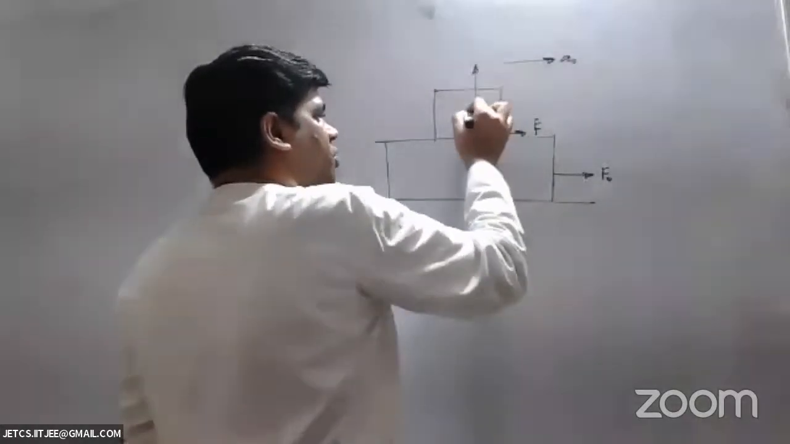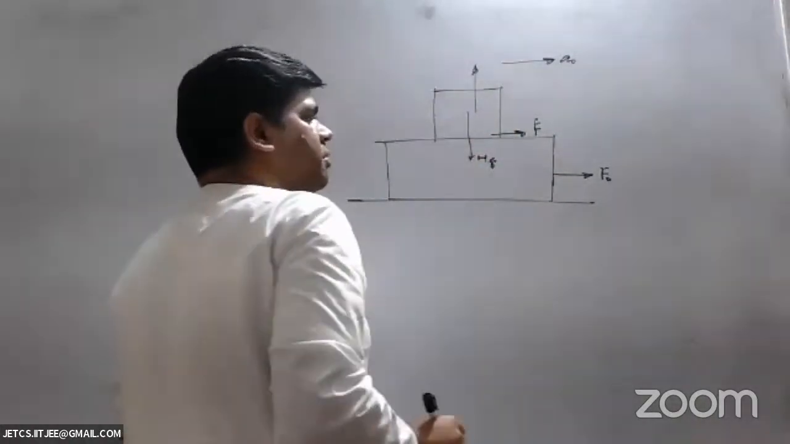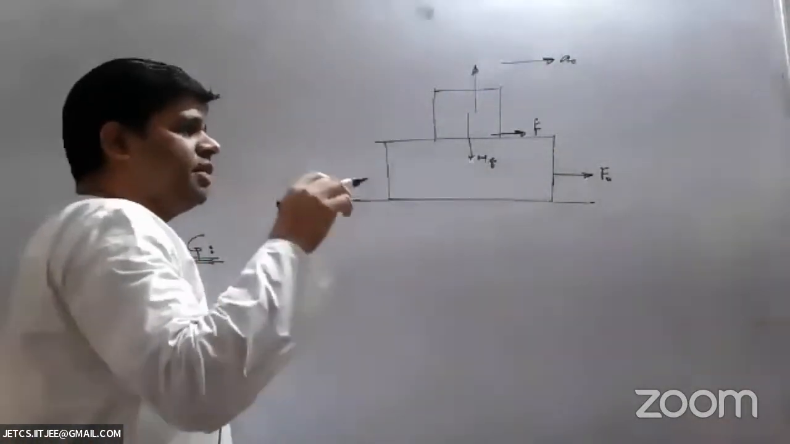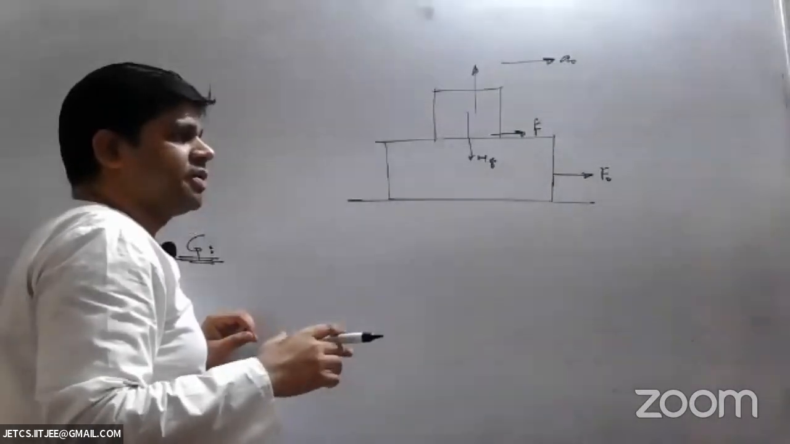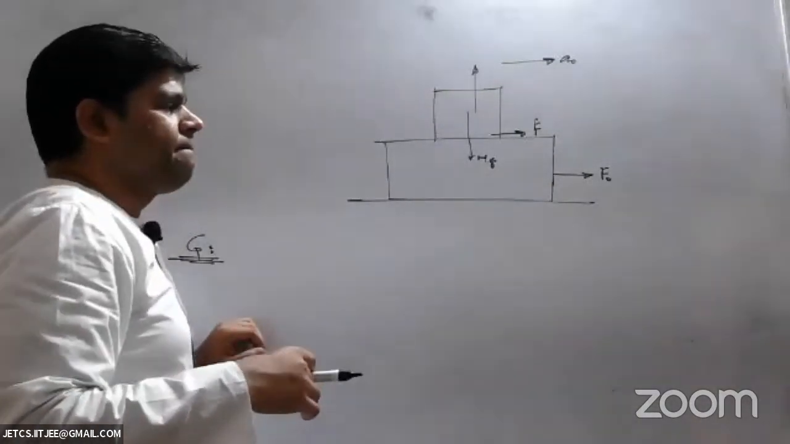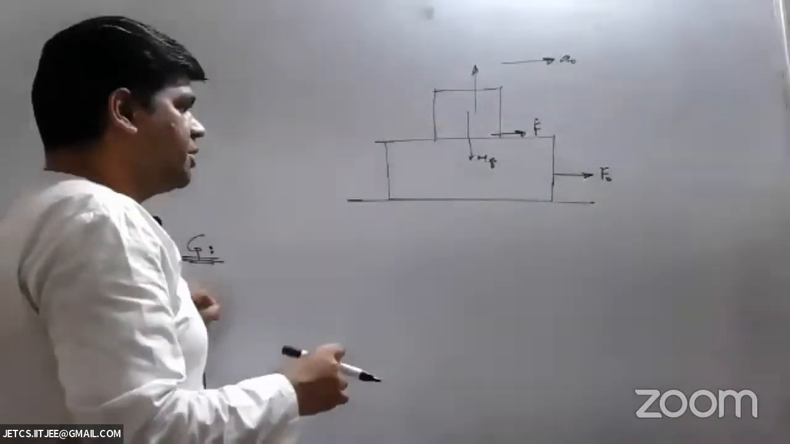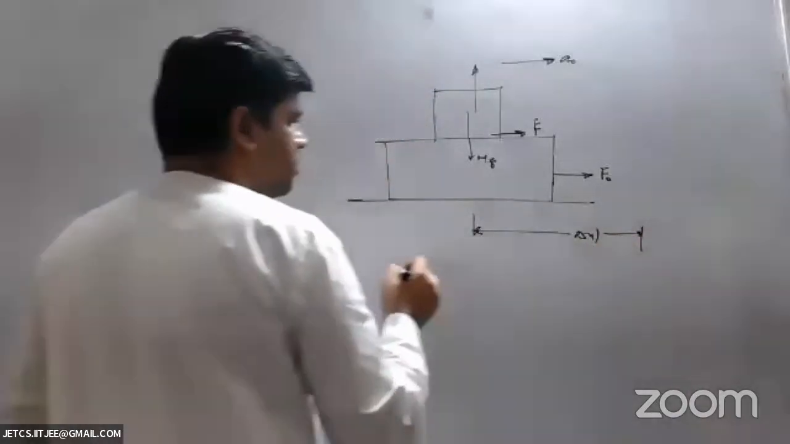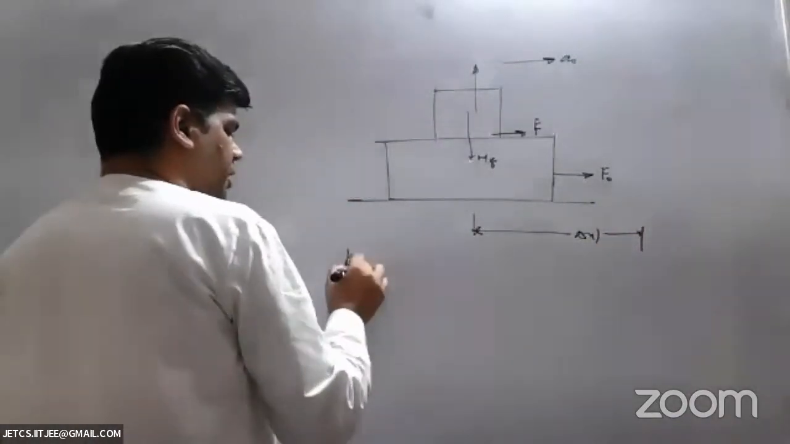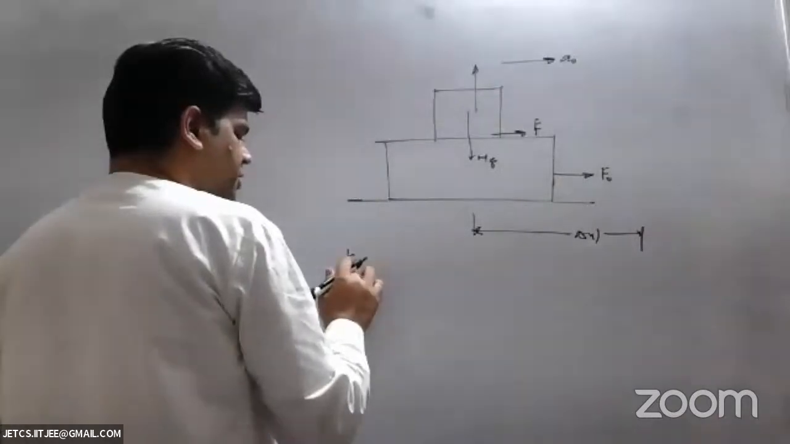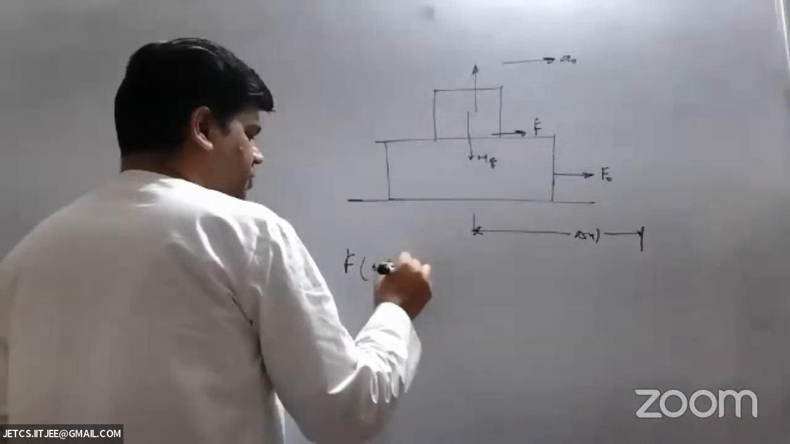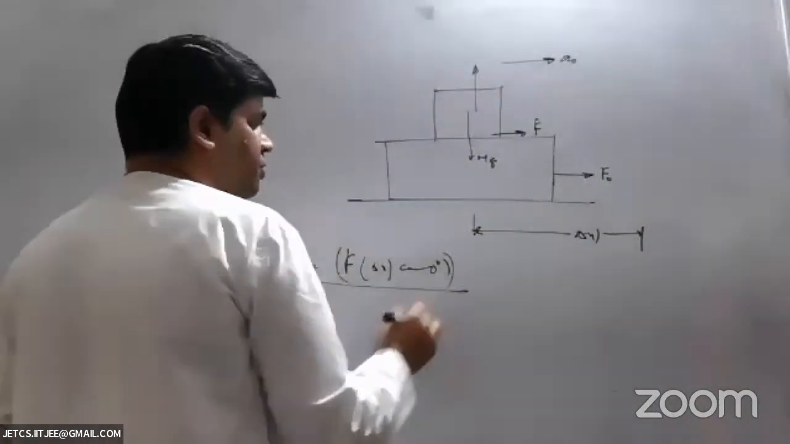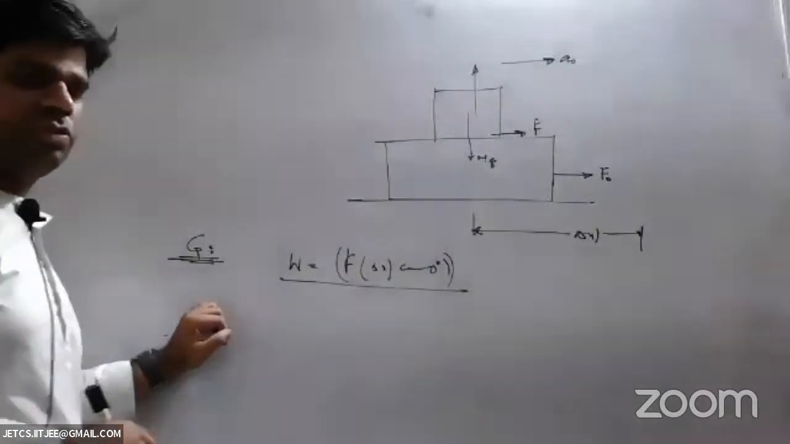Normal reaction is not contributing to the motion of the particle, and mg is also not contributing. So only friction is contributing, and friction is in the direction of the effect. So friction is towards right with respect to ground. If it moves a distance of delta x, the work done would be friction F into delta x into cos 0. So work done by friction is positive and non-zero. It is static friction, but still the work done is non-zero.